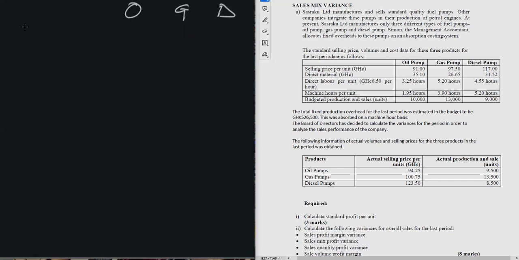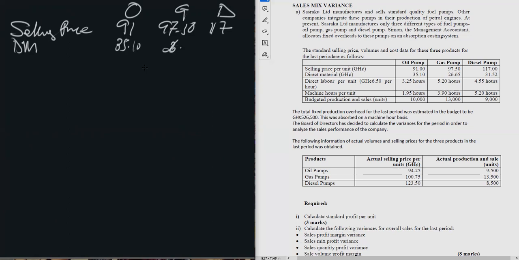The cost. So we have the selling price, and you can get your selling price here. Selling price, we have 91, 97.5, and then 117. Then we have direct material: 35 cedis 10 pesos, 26 cedis 65 pesos, and 31 cedis 52 pesos, right? So now we need direct labor.